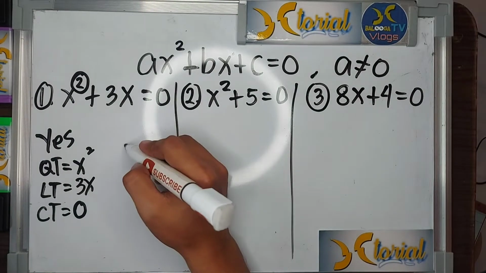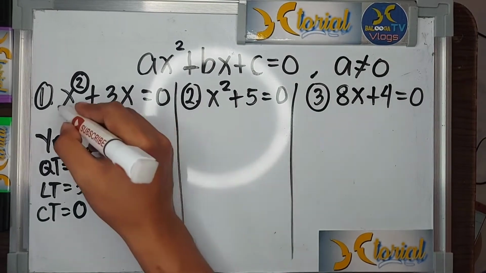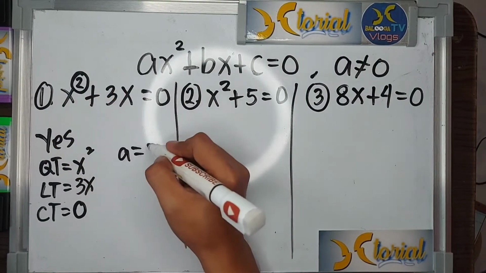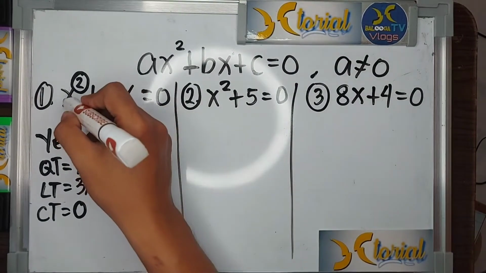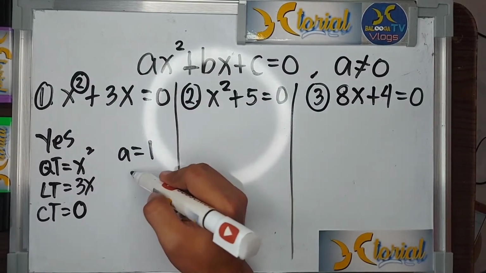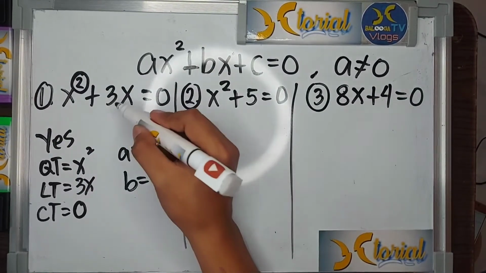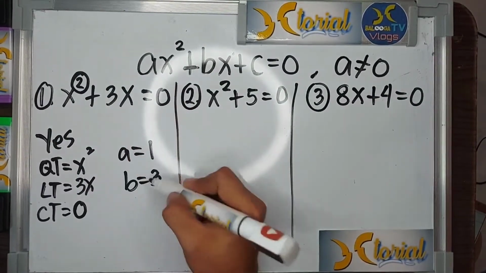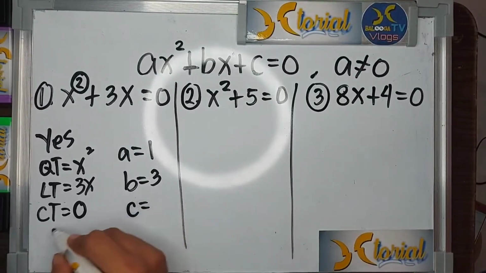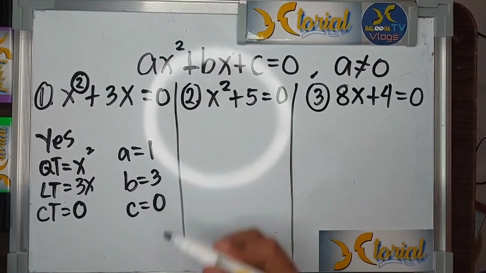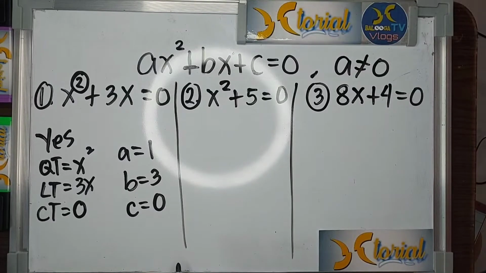Okay, so ano yung ating A? A is equal to, it is 1. Okay, pag wala kayo nakikita, automatic na 1. Ano yung B natin? B is 3. And C, of course, dahil wala naman tayong constant term, it is 0. Okay po? Okay, next. Number 2.